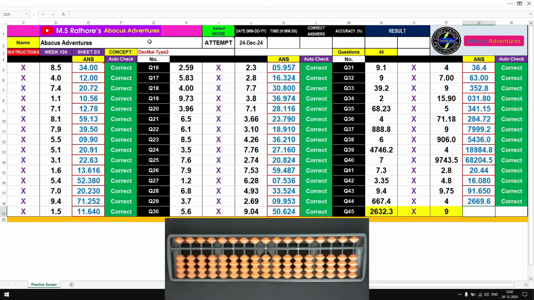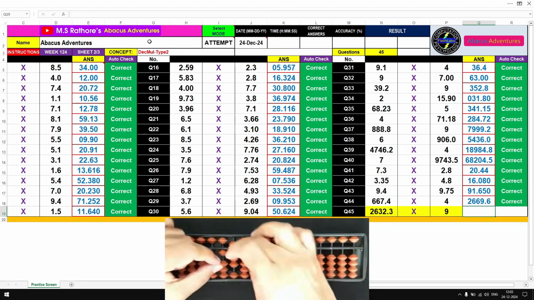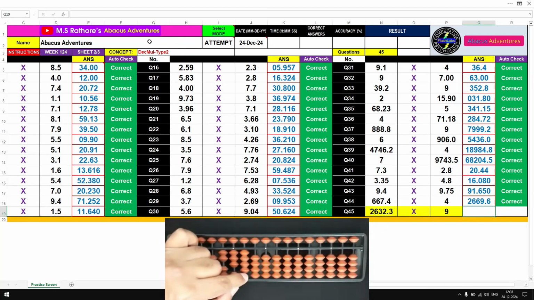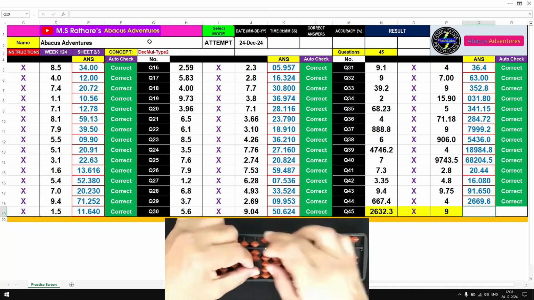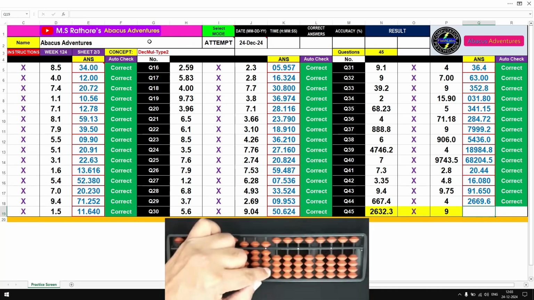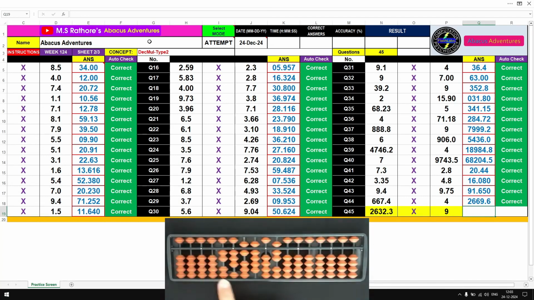Last question of this worksheet, question number 45, 2632.3 multiplied by 9. Let's place the left index finger on rod number 5 to begin with. From right to left, it is 9 2s are 18, shifted. 9 6s are 54, shifted. 9 3s are 27, shifted. 9 2s are 18, shifted. 9 3s are 27, and the answer is 23,690.7.